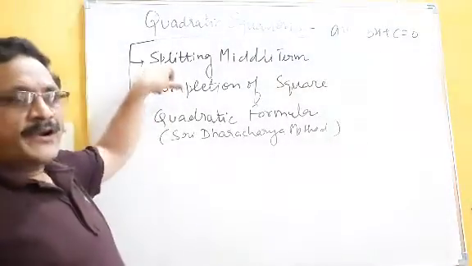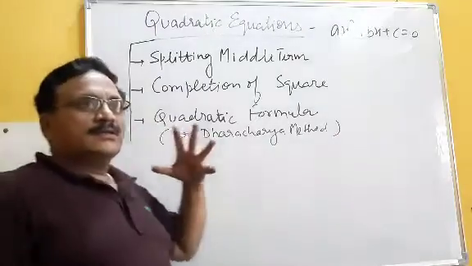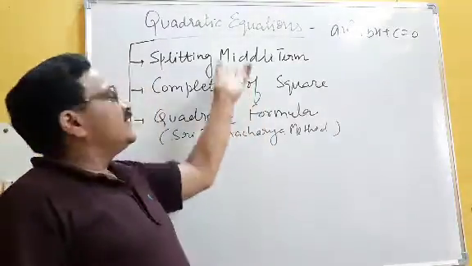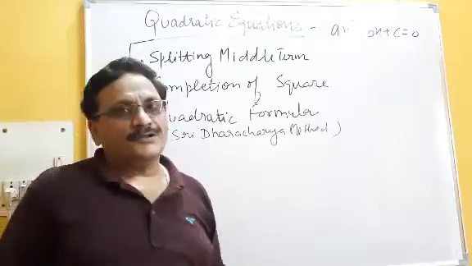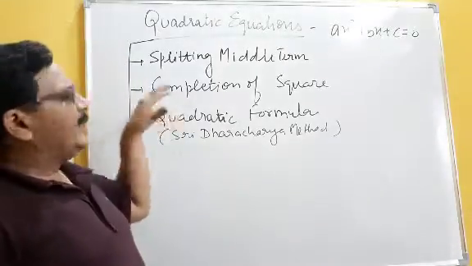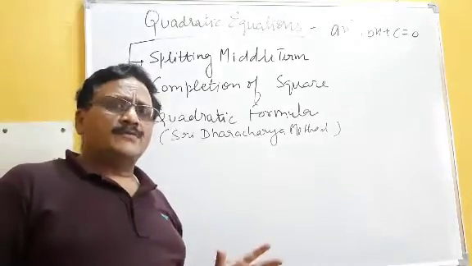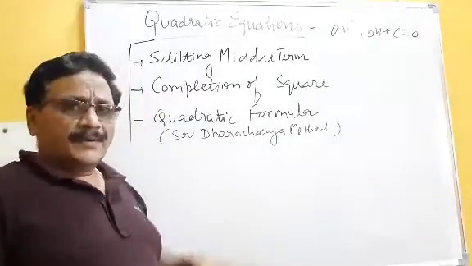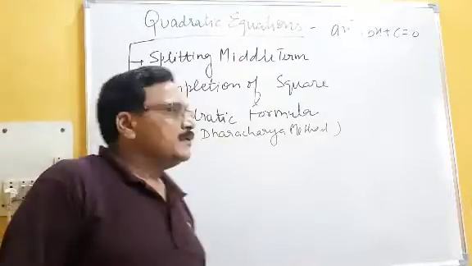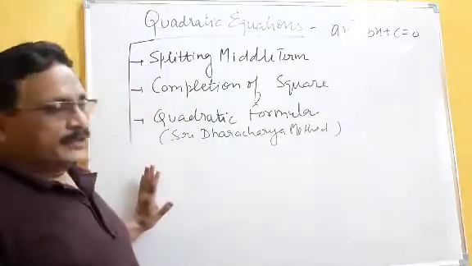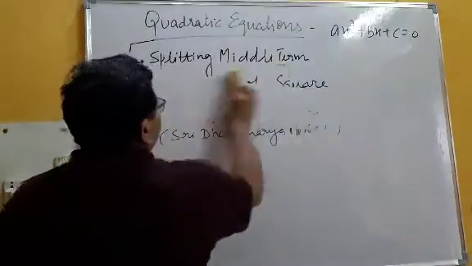Splitting the middle term you have already done in class 8th. You use it by splitting the middle term and finding the factorization, same method. Next, completion of square uses a well-known formula: a plus b whole square, a minus b whole square. You will first convert the given term into a plus b whole square minus b square, then you will solve. And the third one is the quadratic formula. So first of all, we will discuss splitting the middle term.